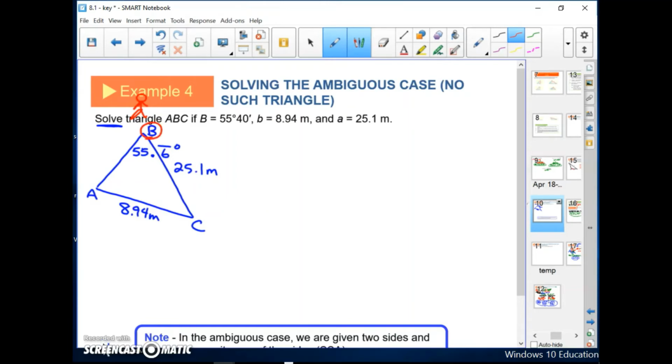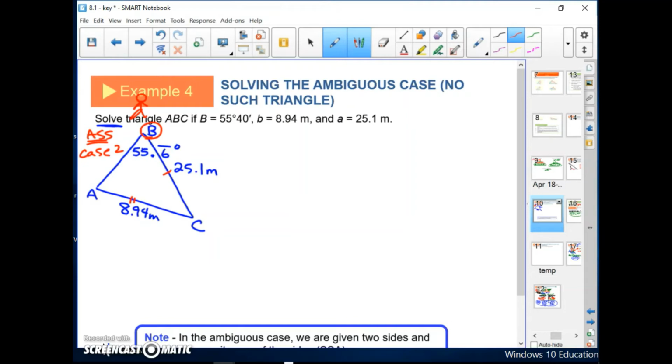I see an angle and a side and a side. Okay. I see angle side side. That's the bad one, right? And that's going to indicate that this is case two of law of sines. So I'm using the law of sines formula, but this is case two. This is the ambiguous case.